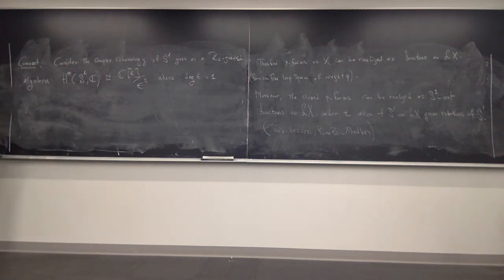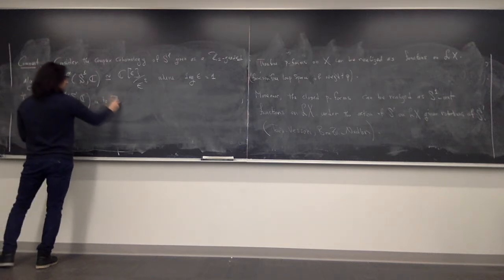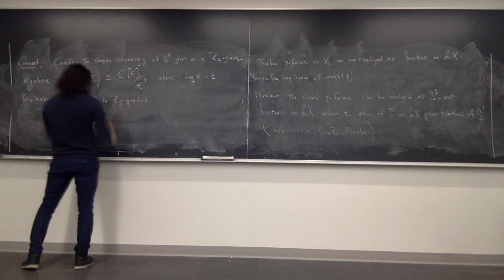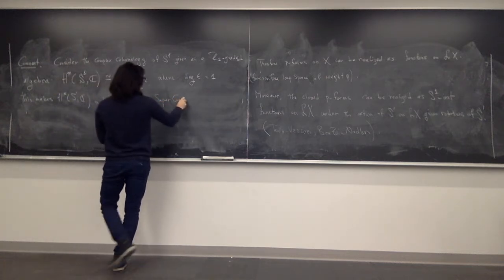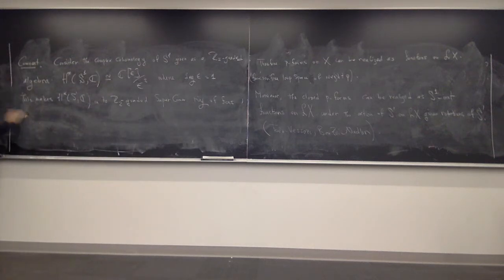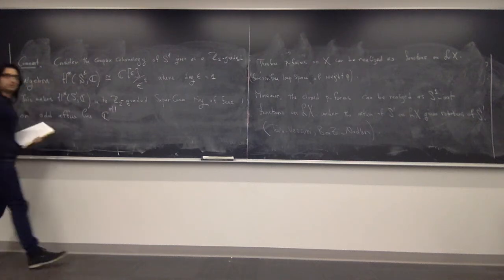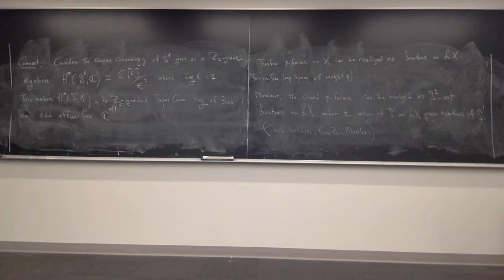Okay, so under this, then this makes this guy into a Z2 graded supercommutative ring. Supercommutative ring of functions on, well, affine line, but now I have changed the parity. It's an affine line because it's still C, but I've made it like an odd affine line. So, supercommutative ring of functions on odd affine line, C, 0, 1.